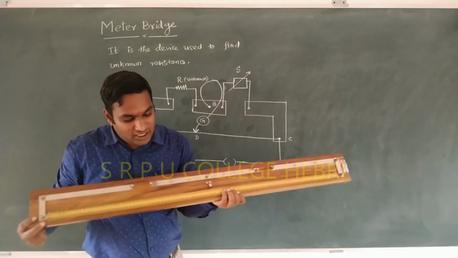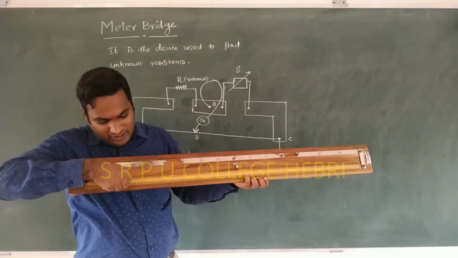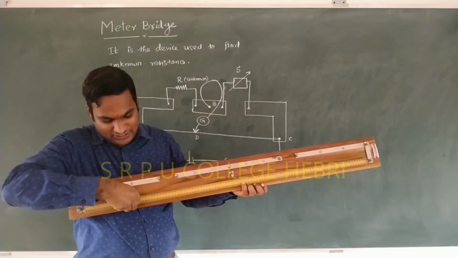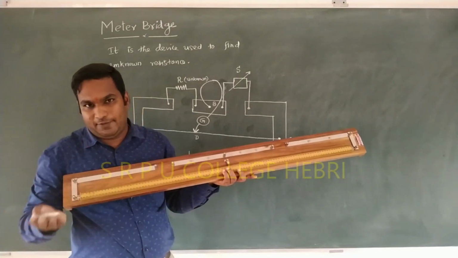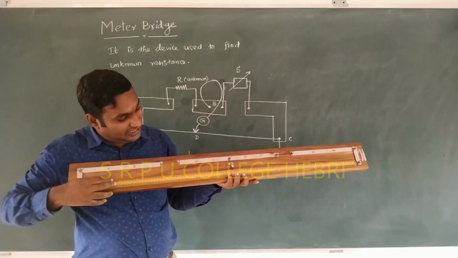Between A and C there will be a wire of unknown resistance. See this, here is the wire. We do not know its resistance, or you can calculate it by using this instrument itself. This is its length, this is the wire.